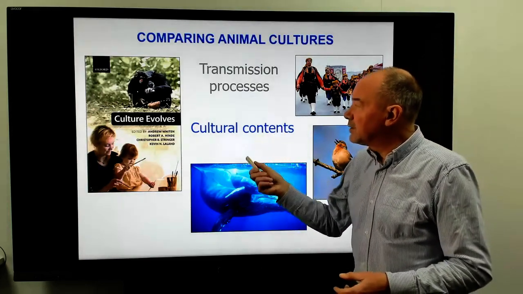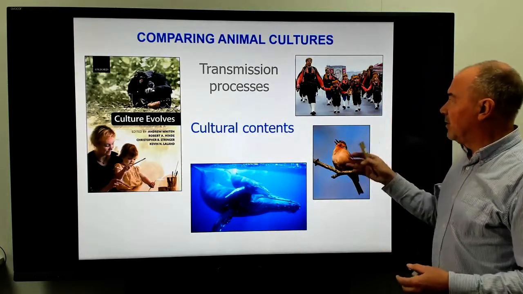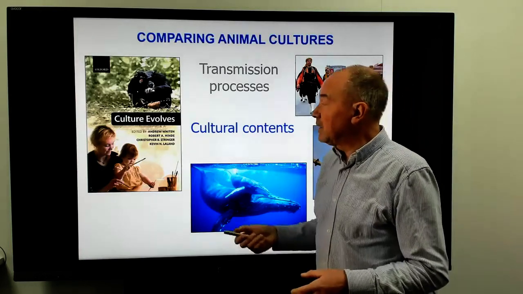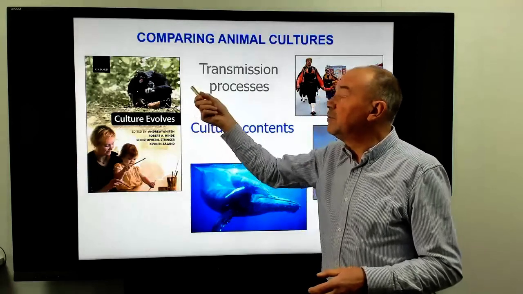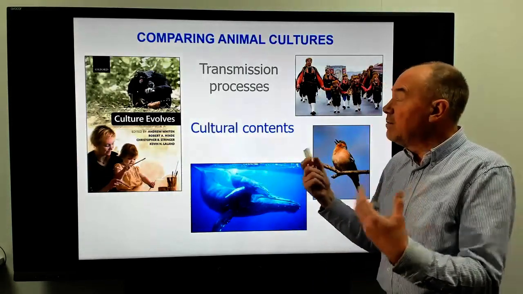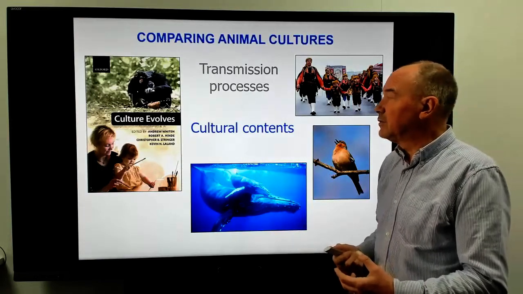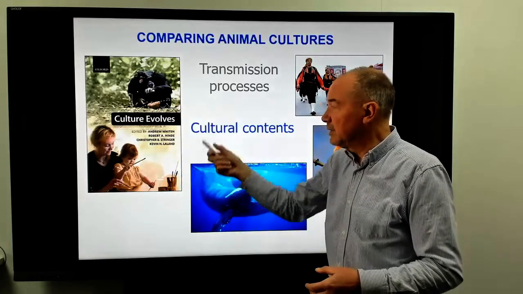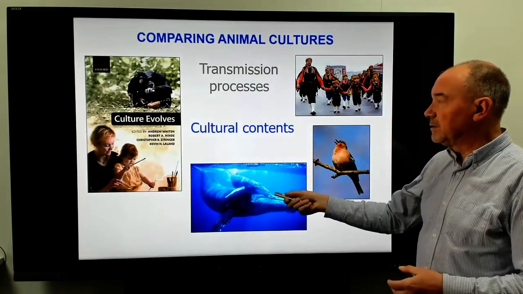Cultural contents refers to the actual form the behaviour takes, which can be very different, but there can also be similarities at a certain level of analysis. For example, our cultures and those of chimpanzees embody a lot of technology, different kinds of tool use. So at that level of analysis, there are similarities in the contents, and those are very different from what we see in various other species.